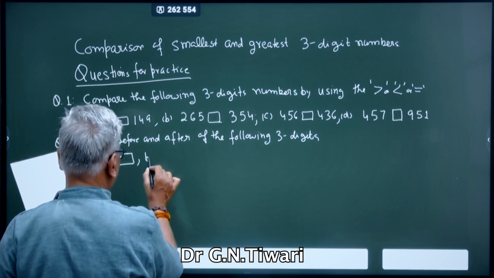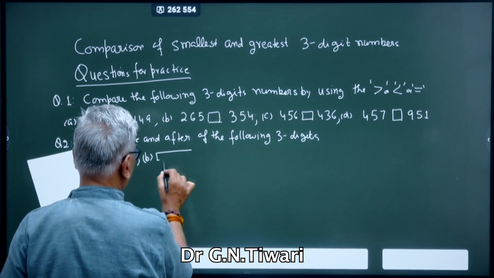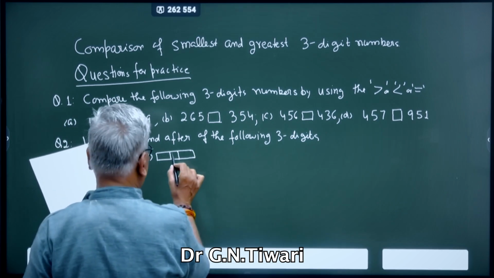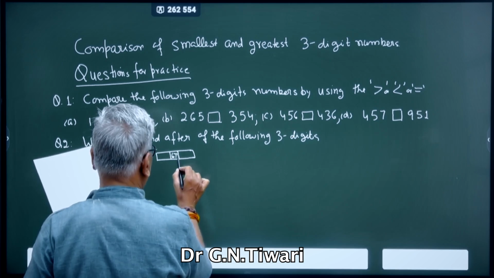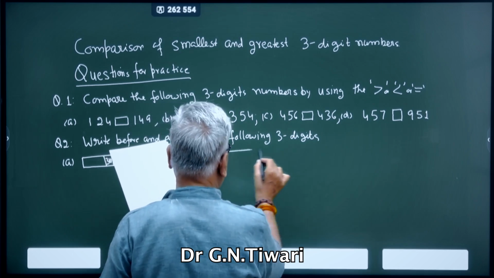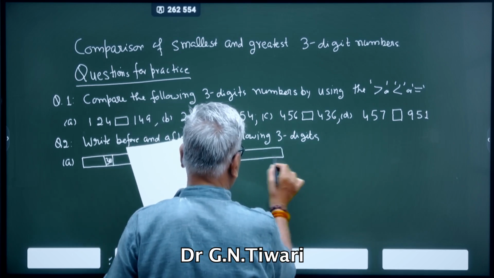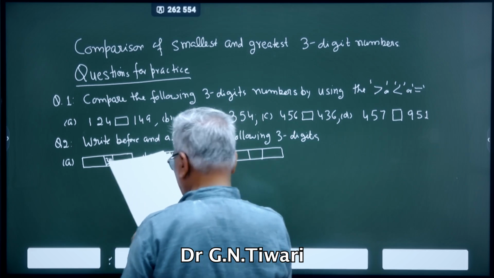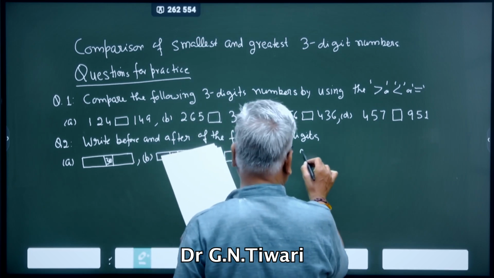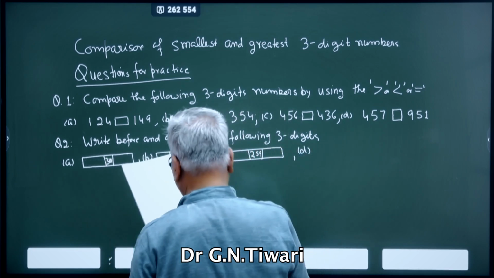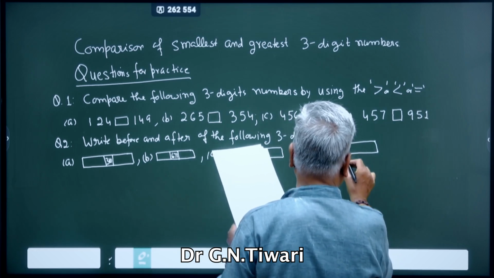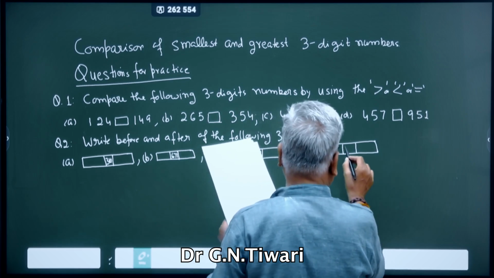B, 671. C, बड़ा बड़ा ब्लॉक बना दीजिए, नो प्रॉब्लम. 259. D, 430.